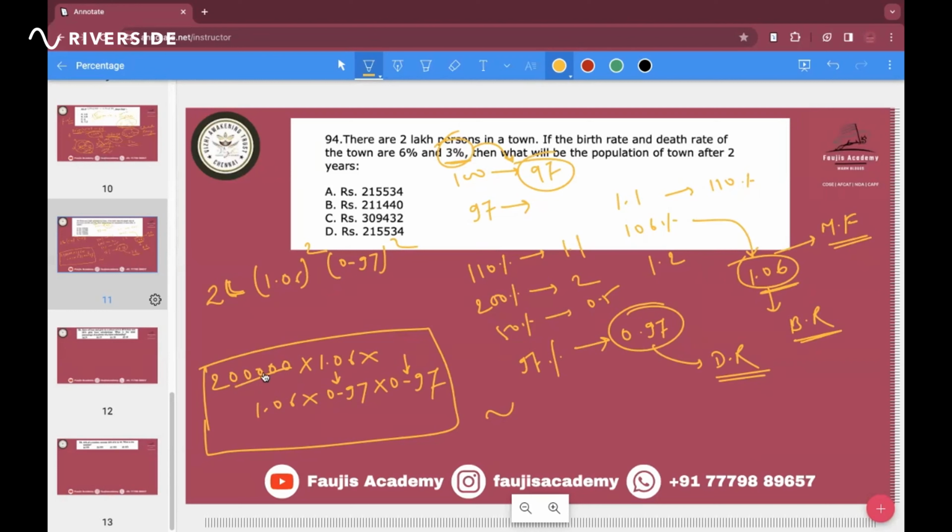Tell guys, fast. Sir, option A and D are both the same answer. Why do you think option A and B are the same? A and D, 215534. Options are the same, sir. Yeah, but A and D are wrong. Okay, check it. So option B, 211,439.4, sir. Nearest answer for option B, sir.